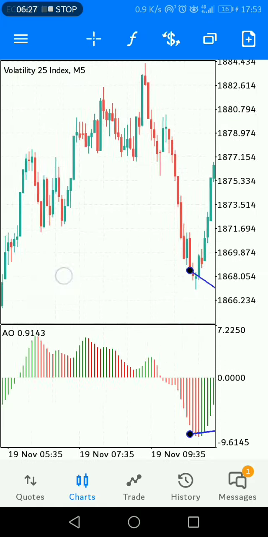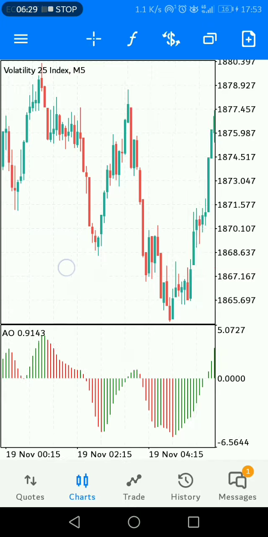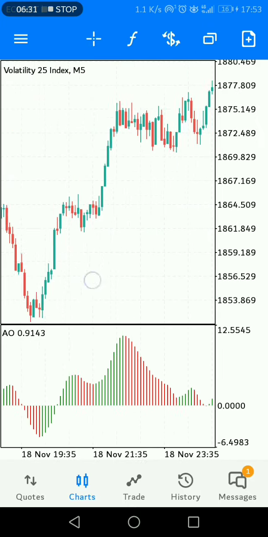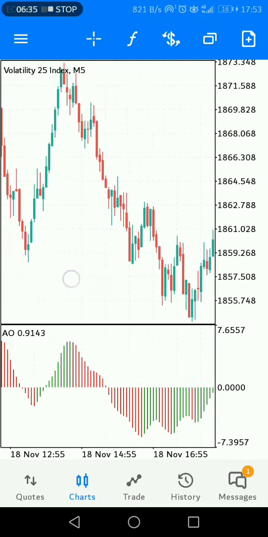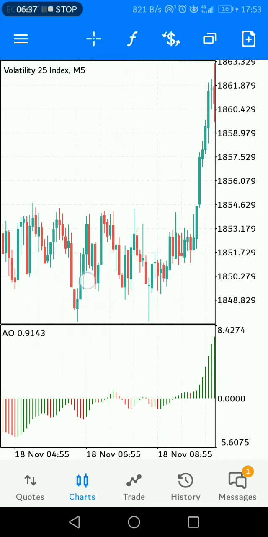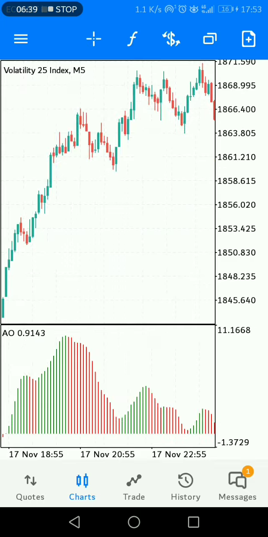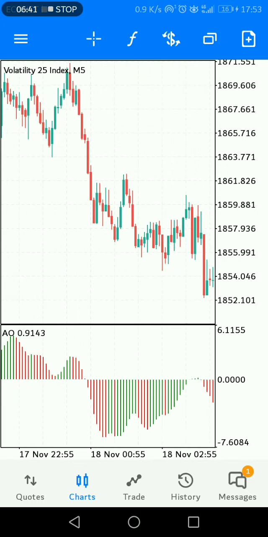So you can use this strategy on your phone. This is why I showed you this on my phone, and you can also use this strategy on your laptop. It also works on any other computer that you have, or any other device that you use for your trading.